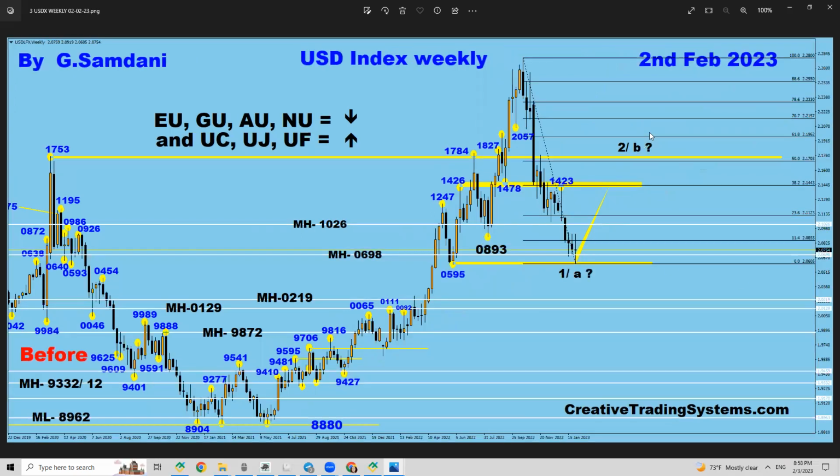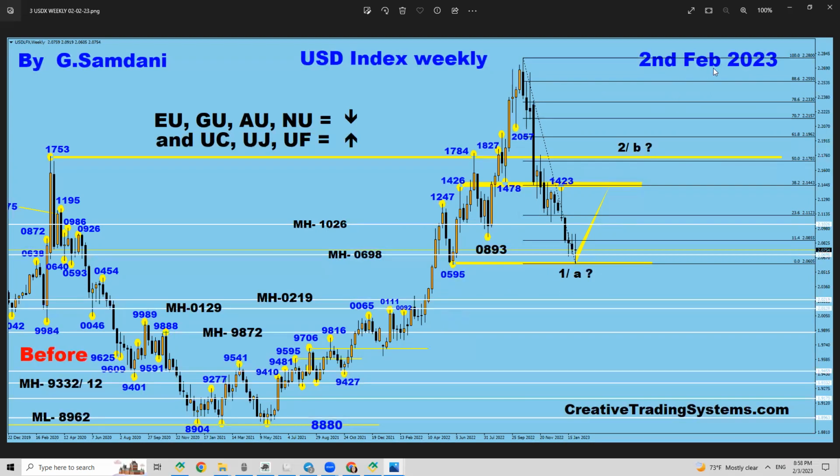This happened on FOMC. FOMC happened, and the price here, USD dropped to this level anyway, 0595. So it's okay, and then it started bouncing, right? So I said, okay, maybe this is what it is, and now we're gonna go to the upside.